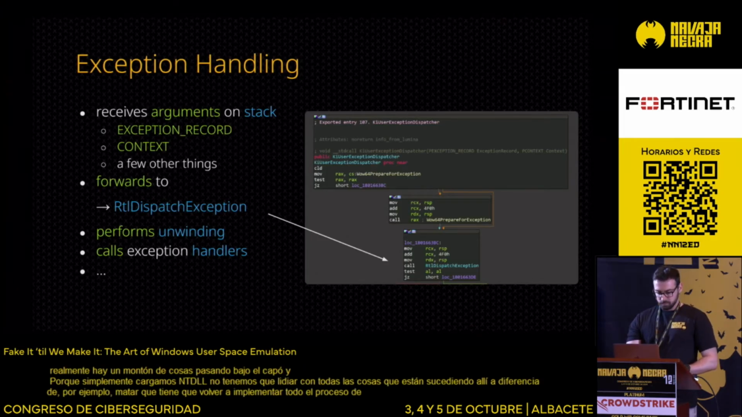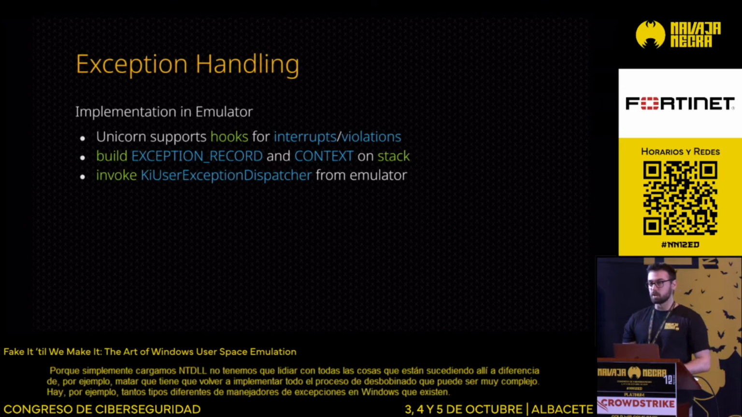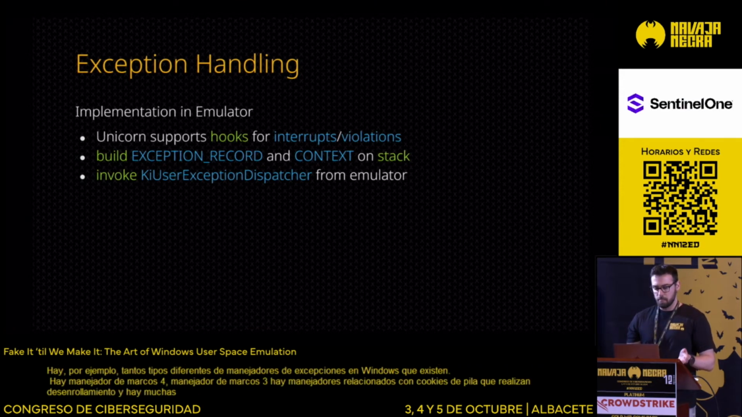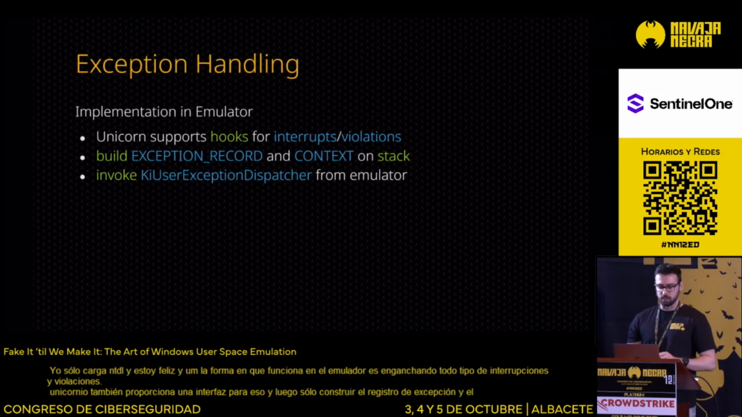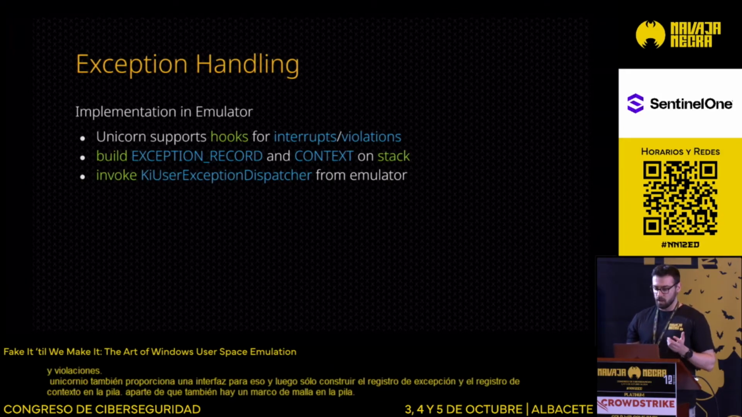And the way it works in the emulator is by hooking all kinds of interrupts and violations. Unicorn also provides an interface for that. And then I just build the exception record and the context record on the stack. Apart from that, there is also a machine frame on the stack. There are also a few other things on the stack, but that's not really interesting here. And then we only have to invoke KiUserExceptionDispatcher, and that's it. Exception handling just works, and there's not much more to do.